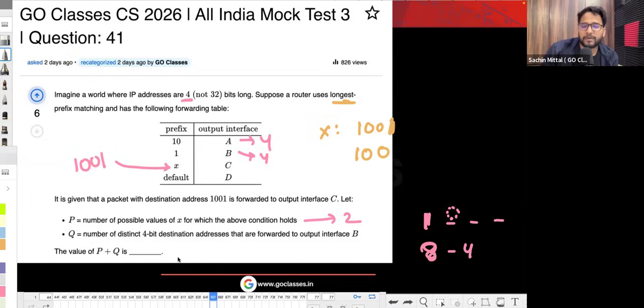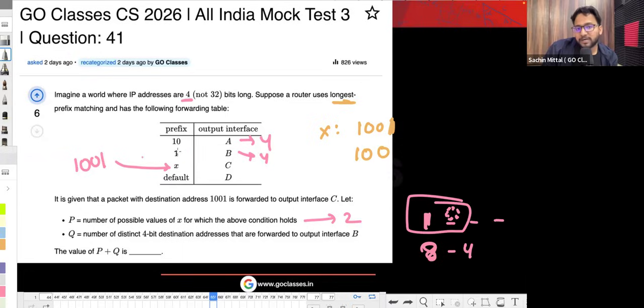See, you might be a little confused about why C is not affecting B the way A is affecting it. A is already saying that whatever starts with 10 has been forwarded to either A or C. C is also 10, 1001 or 100. So when we say whatever starts with 10, we have already considered C. So you don't have to worry about C.